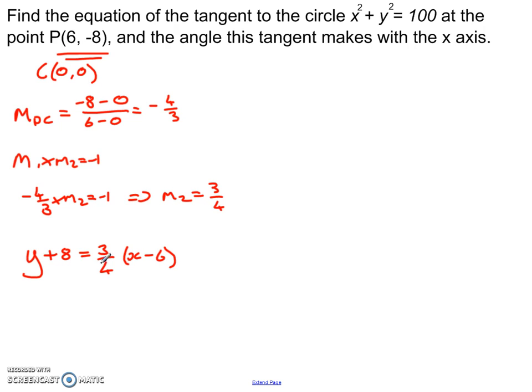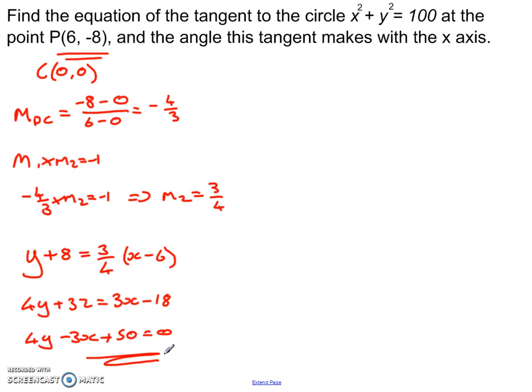Multiply everything by 4 to get rid of the fraction, then multiply out. You get 4y plus 4 times 8, 32, equals, multiply out the bracket by 3, 3x, take away 18. Stick it all over here, and that's you got it sorted. So I've got 4y, take away 3x, I've then got 32 plus 18, plus 50, equals 0. So that's me got it in the general equation of a straight line form. Job done. Second part though is I want to know the angle it makes with the x-axis.